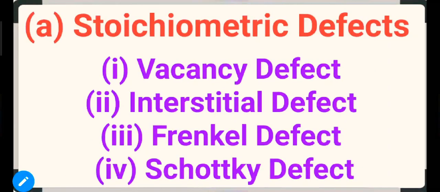Now stoichiometry defects are also called intrinsic or thermodynamic defects because they are mainly dependent on temperature. If temperature increases, then these types of defects also increase. That means at higher temperature you will notice more defects. So let us discuss vacancy defect first.